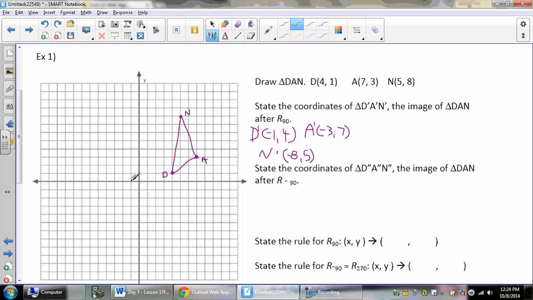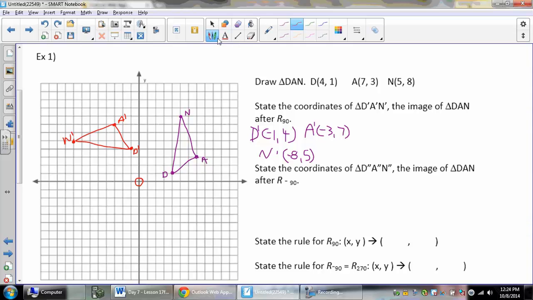So negative 1, 1, 2, 3, 4. There's D prime. 1, 2, 3, 1, 2, 3, 4, 5, 6, 7. There's A prime. And 1, 2, 3, 4, 5, 6, 7, 8, 1, 2, 3, 4, 5. There's N prime. So Dan rotated 90 degrees about the origin ends up over there. And if you look at it, you can see it.